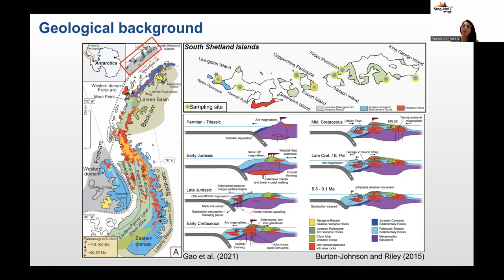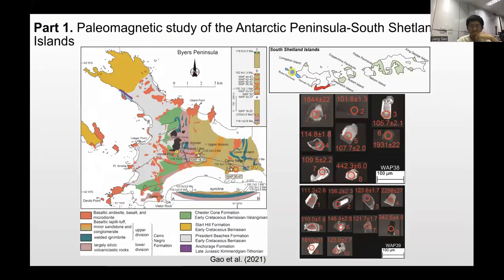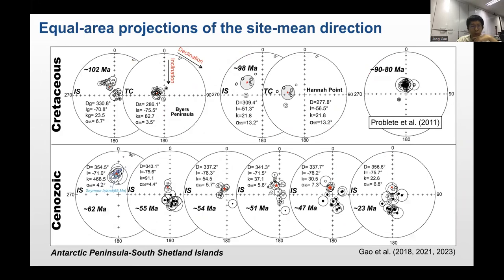Okay, and which type of rocks are those from Anwers Island? Are they igneous? Yes, mostly the intrusive rocks. Okay. So can I see the directions again? I'm not sure. I only have results from our study, and this data are mainly from the SSI. Maybe some Cenozoic data from the AP.